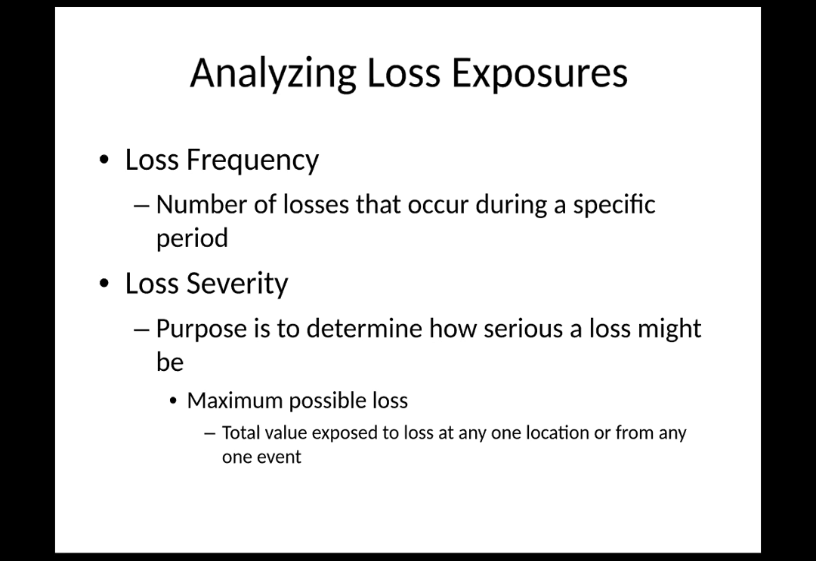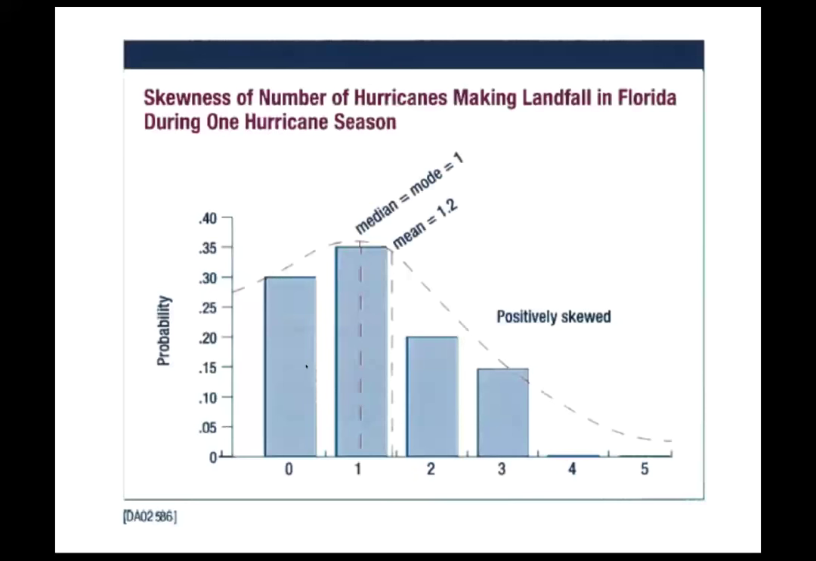And so there's also the idea of maximum possible loss. That's the total value exposed to loss at any one location or from any one event. So total maximum loss: if you have a fleet of vehicles, what's the possibility of losing all those vehicles? All those things become part of that maximum possible loss.